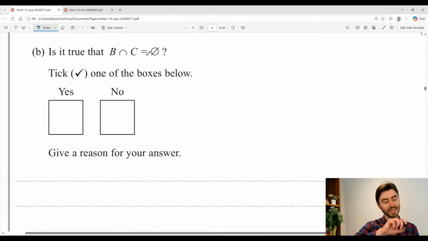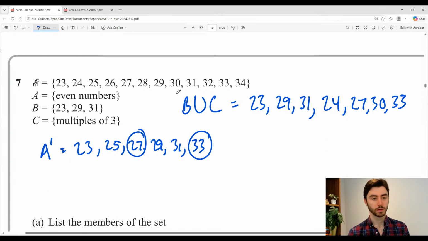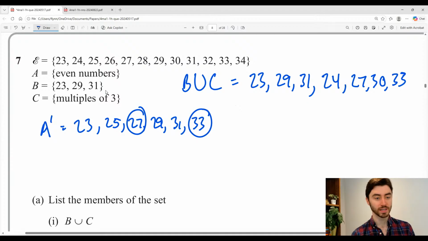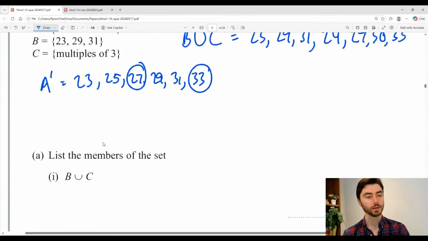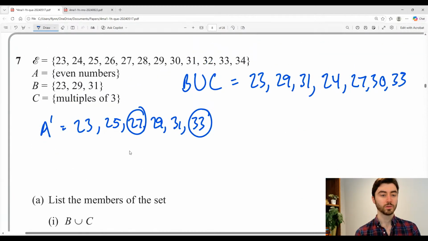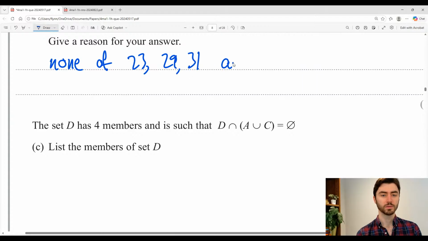Is it true that B intersection C is 0? It is true that B intersection C is 0 because there are no numbers that are both in B and multiples of 3, because none of these 3 numbers are multiples of 3. So there's no element that is in both B and in C. And so that is true. Also, I'll just say 23, 29, 31. I'll say that none of 23, 29, or 31 are divisible by 3.